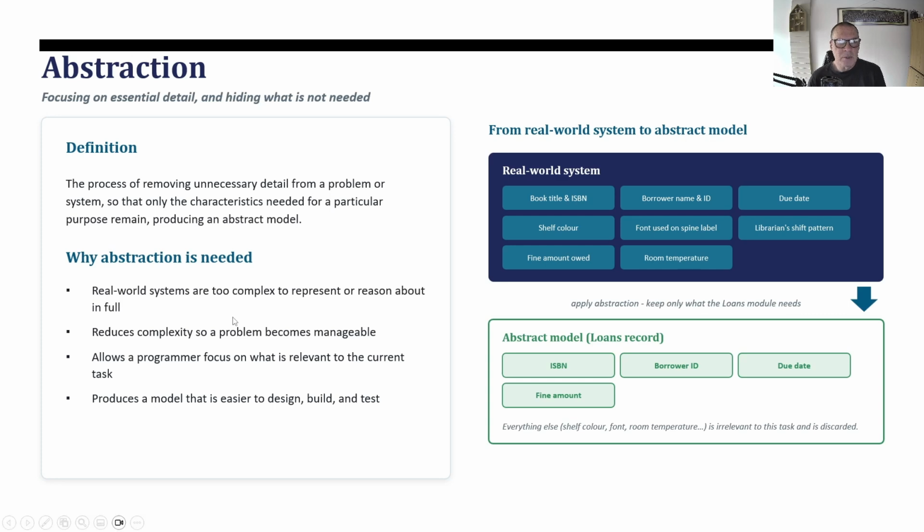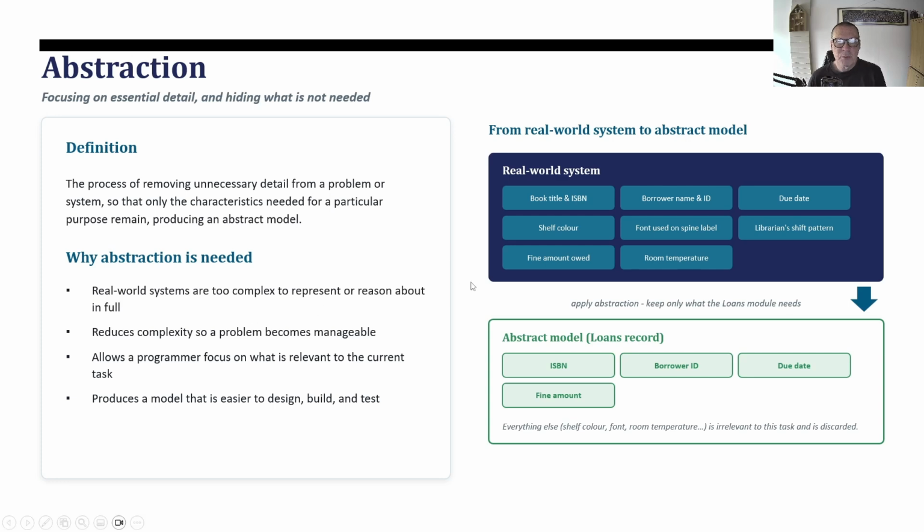So why do we need abstraction? Well, real-world systems and problems are very complex sometimes, and they're too complex to represent or reason about fully in a computer system. So abstraction reduces complexity so that the problem becomes more manageable. It allows the programmer to focus on what's relevant to the task and not waste their time doing things that aren't. It produces a model that's easier to design, build, and test.